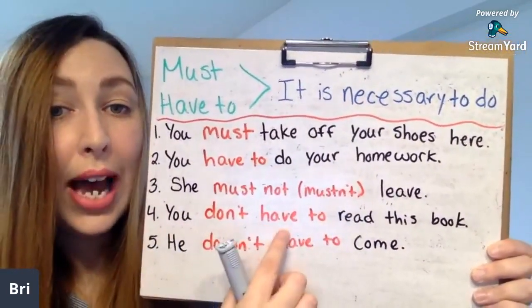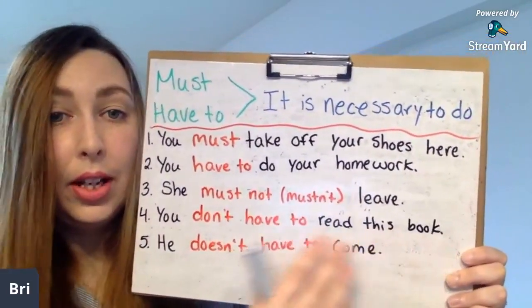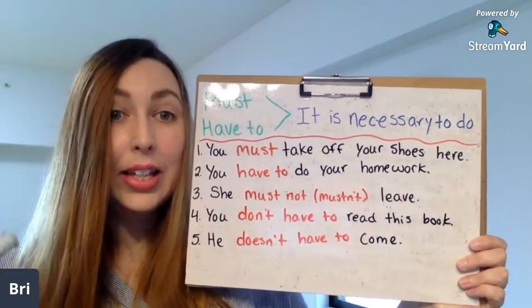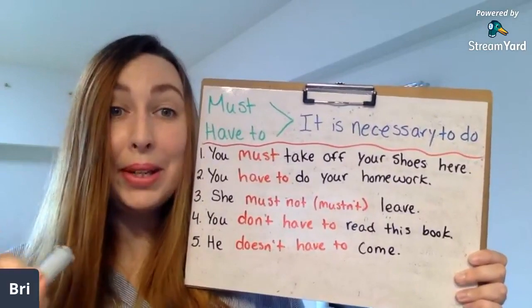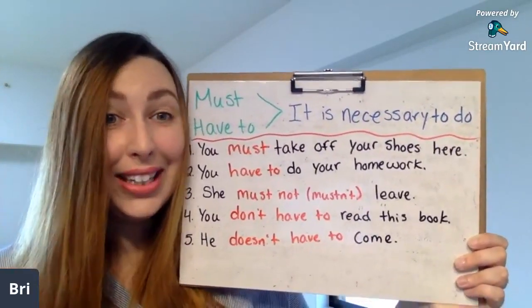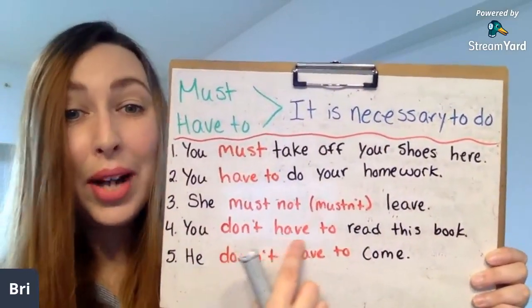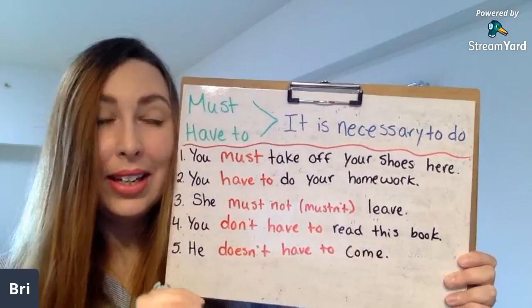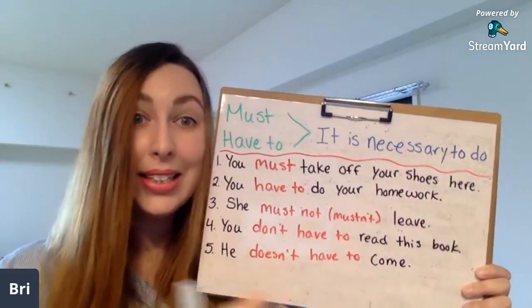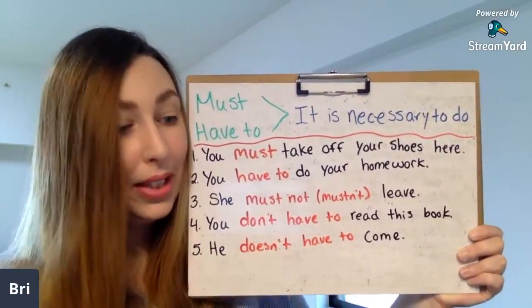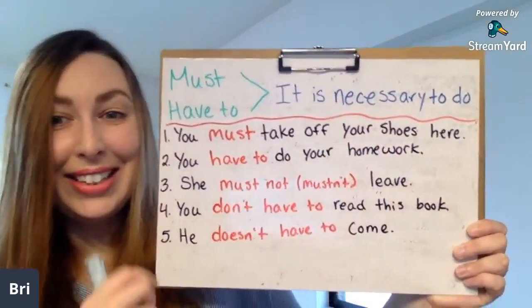Number 4 is very different. You don't have to read this book. You don't have to. So this is a choice. That is the big, big difference between have to and must. When we put it in the negative, you don't have to read this book. Sounds like a choice. You don't have to, but if you want to read it, you can, no problem. Ooh, okay, I have 6 minutes, all right.